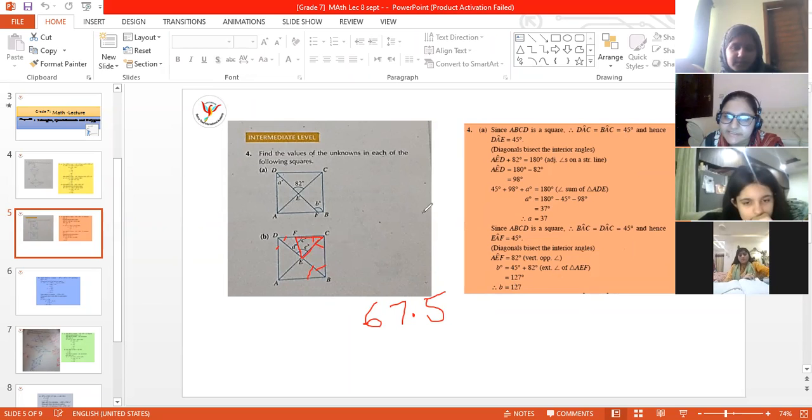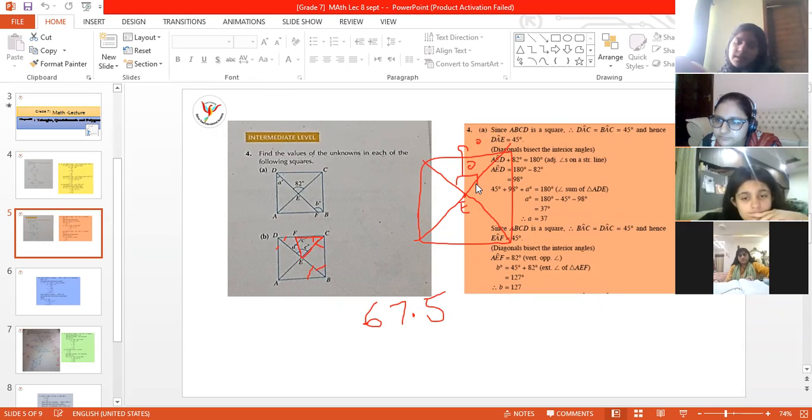Now, ma'am, if C degrees is 67.5, we have a concept that if diagonals are intersecting, this E point will be 90 degrees. You know the property of the square? Yes, ma'am. This whole angle will be 90 degrees, but one part is 67.5 degrees. What will be the other part? 90 minus 67.5. The D part is 22.5. Okay.